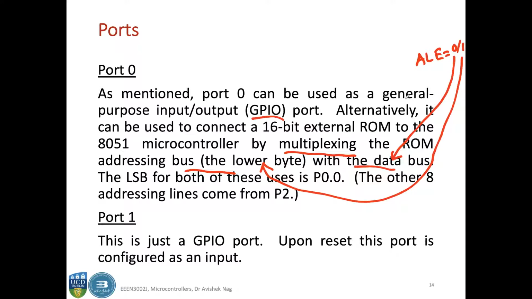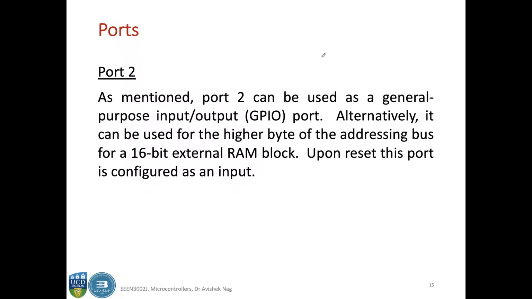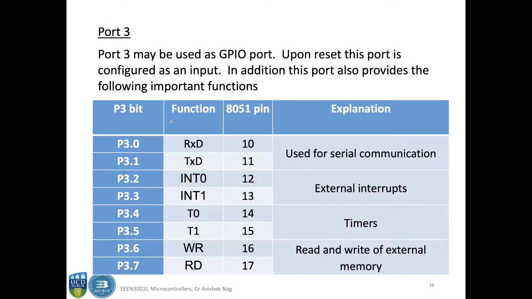Port 1, again, is just a general purpose input output port. It doesn't have any alternative function. Port 2, again, can be used both as a general purpose input output, and it is also used as the higher byte of the addressing bus for a 16-bit external RAM block. And then port 3 also has dual functionality, so it can be used as general purpose input output ports, but it also has these functionalities.